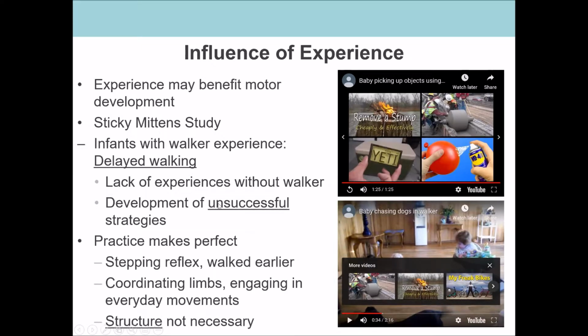So in essence, practice makes perfect. It's important to practice motor skills, and babies earlier on had practice with the stepping reflex. So they walked earlier, so they kind of have this idea of moving legs back and forth, and then just engaging in everyday movements, reaching for toys, right? They need those opportunities to explore their environment. Structure isn't necessary. You don't need to stand there and move your child's legs back and forth and back and forth. They'll kind of figure it out on their own, but they need opportunities to learn and to explore.